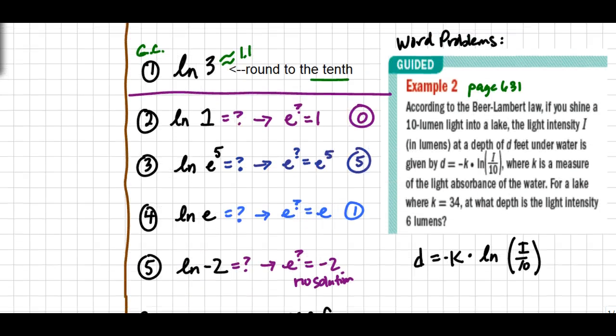I also want to look at a word problem with you. I took this right out of your textbook from page 631. According to this law, if you shine a 10 lumen light into a lake, the light intensity I at the depth of d feet under the water is given by this formula. Notice that the formula has a natural log in it. K is the measure of the light absorbance of the water. For a lake where the K is 34, at what depth is the light intensity 6 lumens?